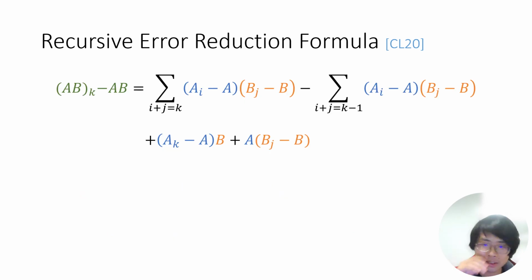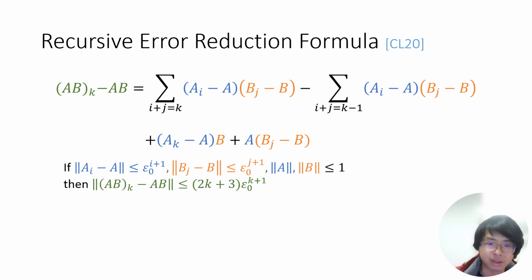And so the reason why this error reduction formula works is because of the following identity, which basically breaks the error of AB_k into some product of error of A_i B_j and the actual exact matrices A and B. And one can observe that given the guarantee that A_i and B_j are good approximations, this will imply that AB_k is also a good approximation. But we get a good approximation that has error epsilon 0 to the k plus 1, but times some extra constant factor.